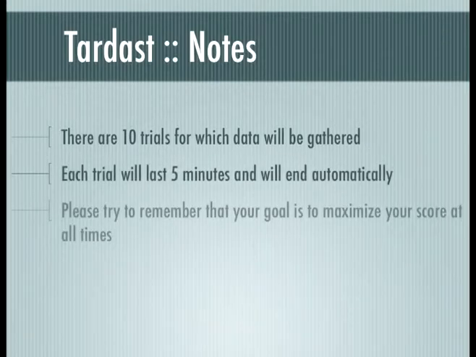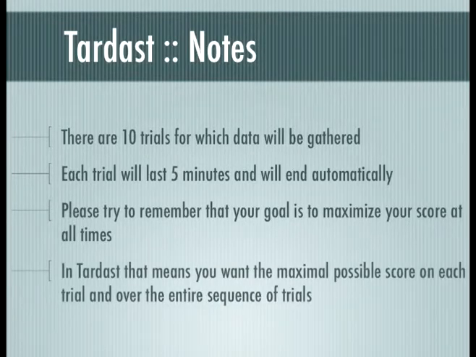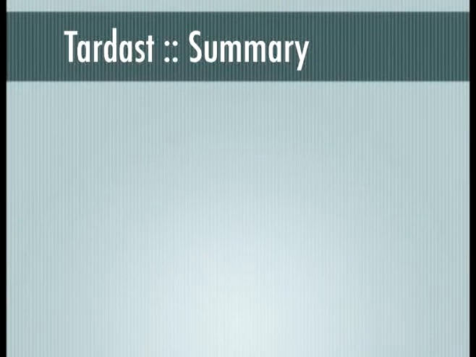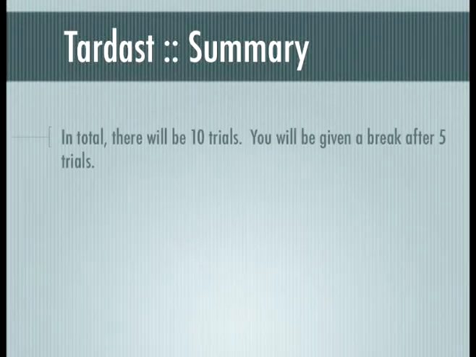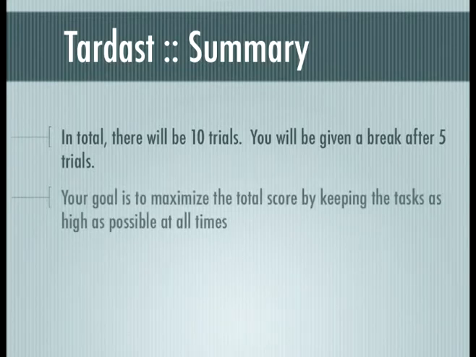Please try to remember that your goal is to maximize your score at all times. In Tardast, that means you want the maximal possible score on each trial and over the entire sequence of trials. Once again, in total there will be 10 trials. You will be given a break after 5 trials. Your goal is to maximize the total score by keeping the tasks as high as possible at all times.